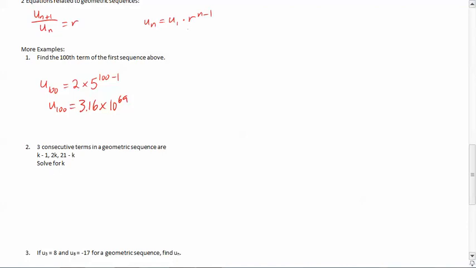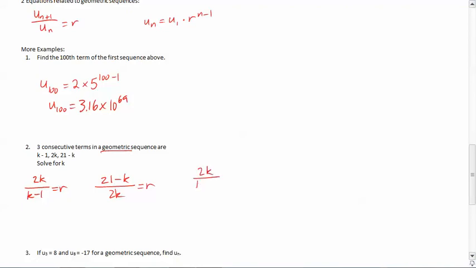So what we will do is we do know that there will be a constant ratio. The constant ratio or common ratio will always be the second number over the first. So let's go 2k over k minus 1 equals r, but also 21 minus k over 2k equals r, because you should get the same ratio every time. Every second one divided by the one right before it should give you the same ratio if it is geometric, which it is. So now we can just set those two things equal to each other.